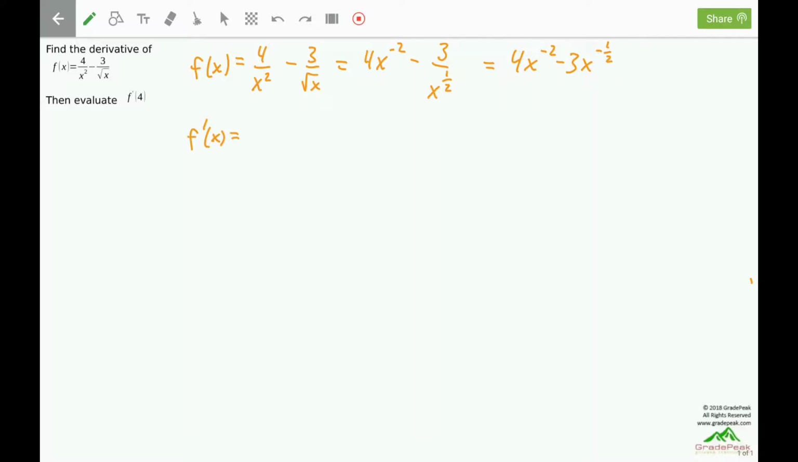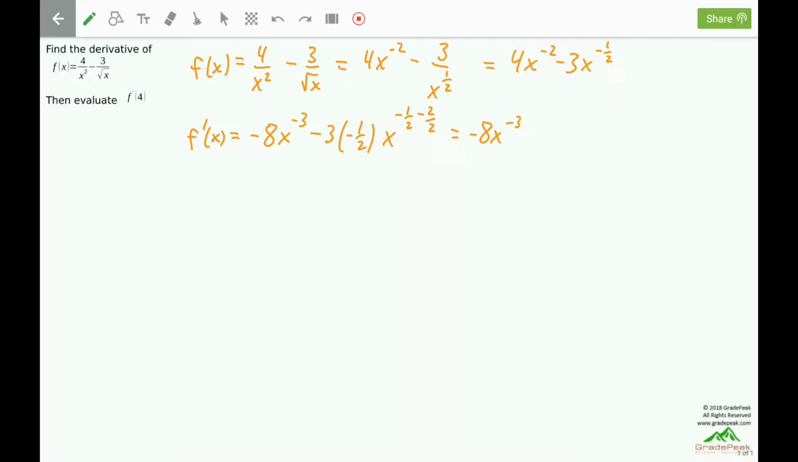F prime of x is going to equal the first term: bring down the negative 2, multiply with the 4, negative 8, x raised to the negative 2 minus 1, negative 3. The second term: bring down the negative 1/2, multiply it with the negative 3, x raised to the negative 1/2 minus 1, which I will write as minus 2 over 2. So I'm going to have negative 8, x to the negative 3.